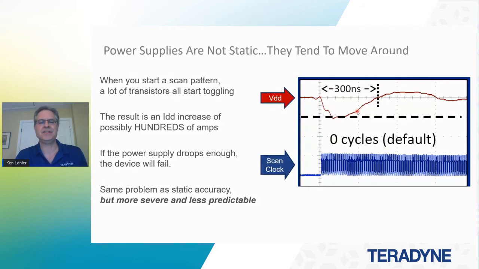And so now you're back to the same problem of, well, gee, my tester might have too low, my device might see too low a power supply, in which case I could have failures I didn't intend and my yield is lower. So it's really the same problem we were talking about in the last slide. But the problem here is it's more severe. It tends to be a bigger droop. And it's less predictable because it's entirely dependent on the pattern content, exactly how many relays are flipping, how many transistors are flipping at any given time. So it's very difficult to predict what the impact of this is going to be.